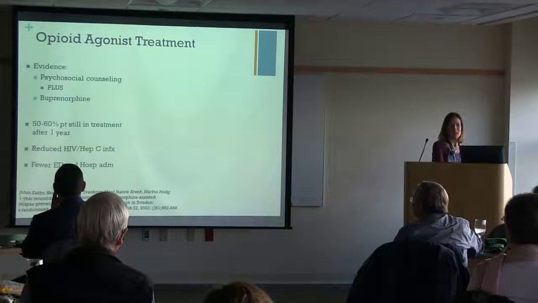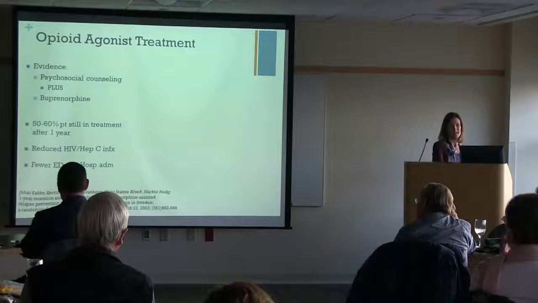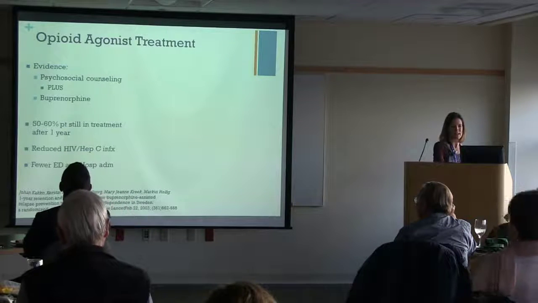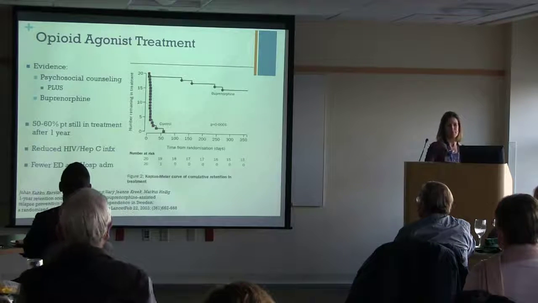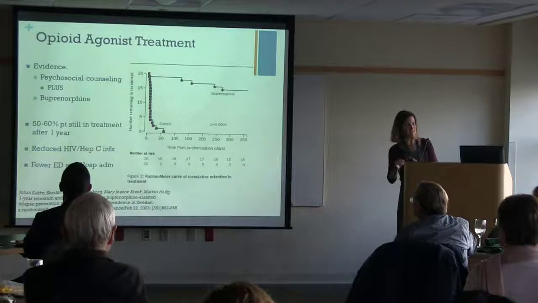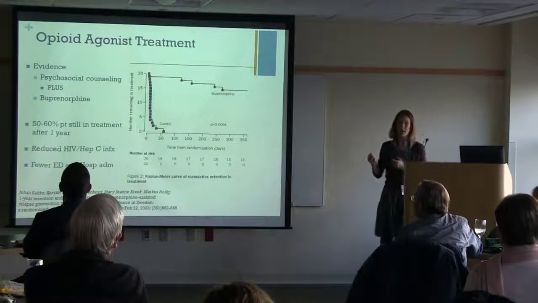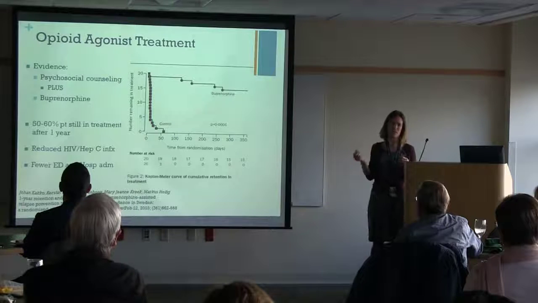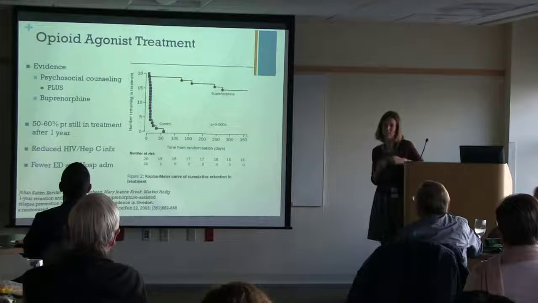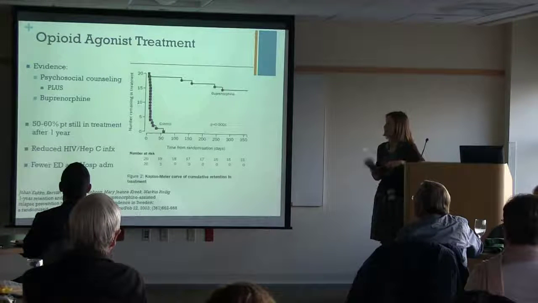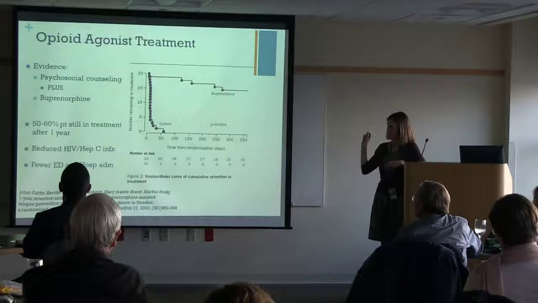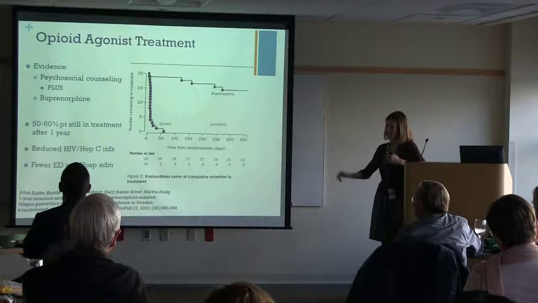So opioid agonist treatment in particular, this was a study from 2003. It was actually pretty profound. There were only 40 people in this study. 20 of them got buprenorphine, which is another, you may have heard Suboxone, that was one of the first brand names, but buprenorphine is the generic. 20 got buprenorphine and 20 did not get any medication.